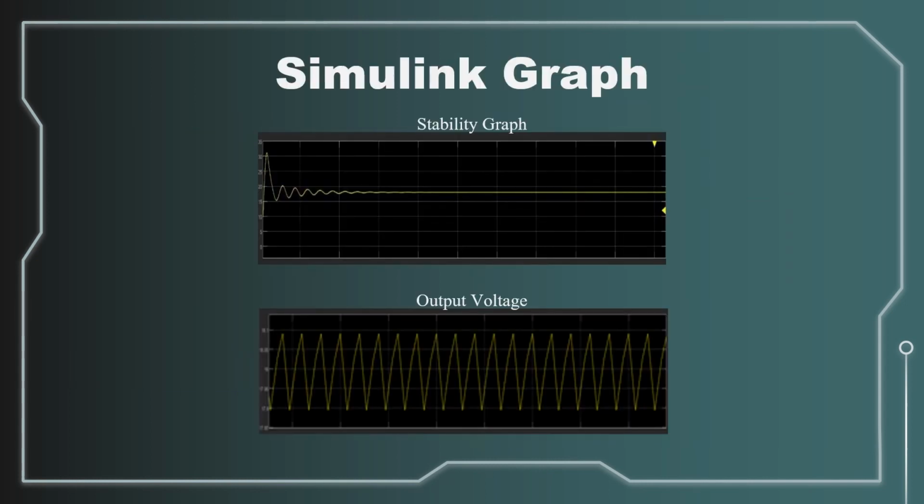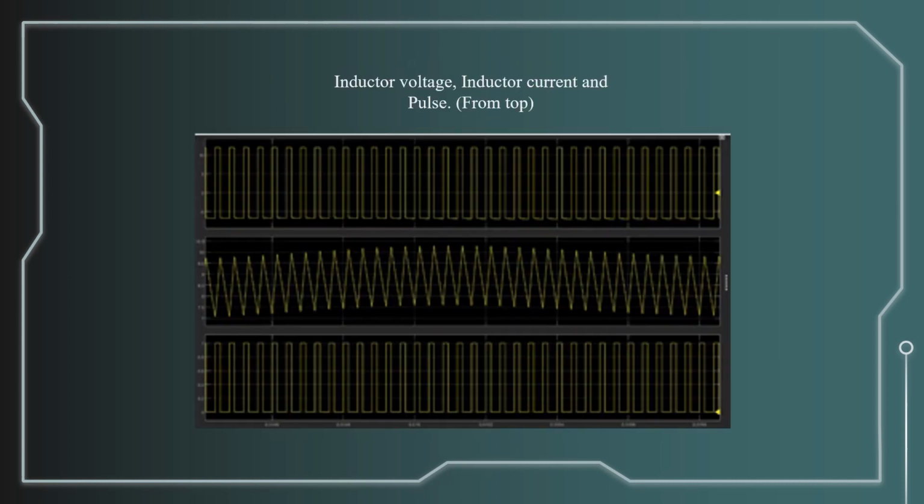So this is the waveform that we gained from the simulation in Simulink. The first one is the stability graph, and the second one is the output voltage. And then this is the waveform for the inductor voltage, inductor current, and pulse.